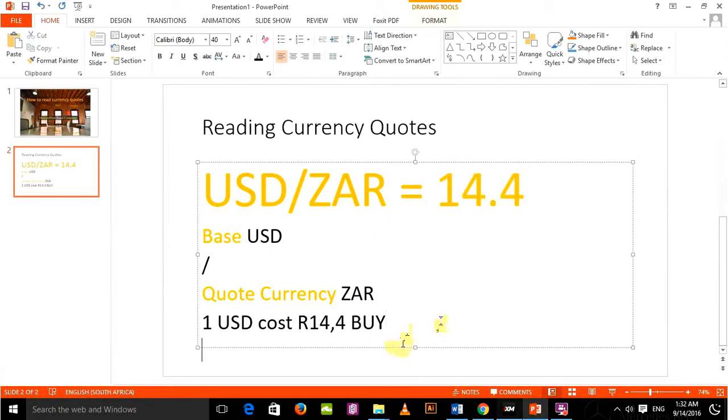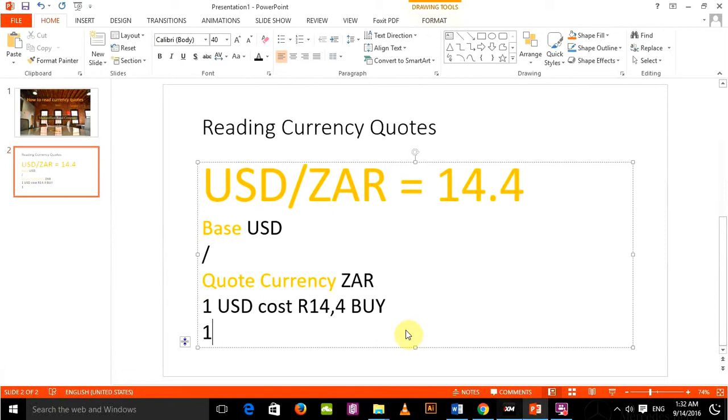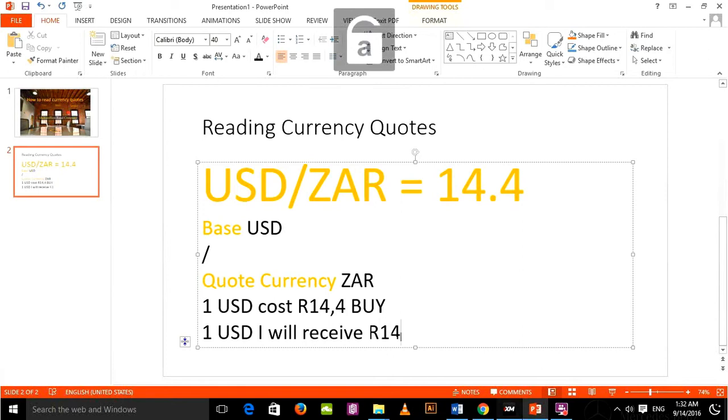And in the same manner, if I'm selling the currency pair, it means that if I sell $1, I will receive 14 rands 40 cents.